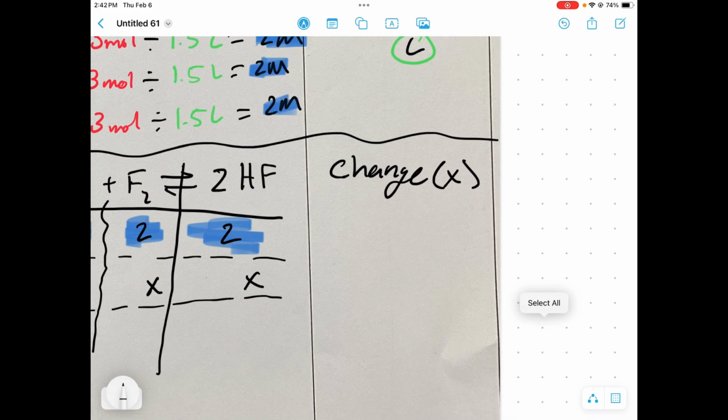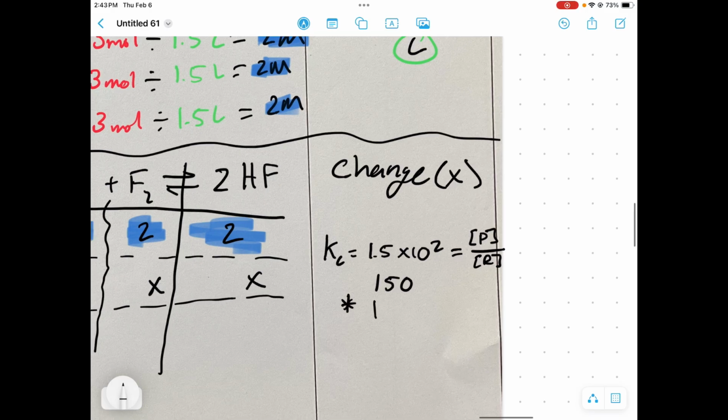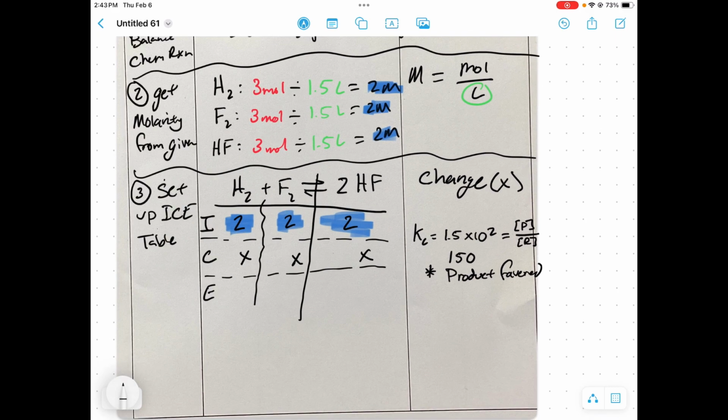So let's copy that down here. Kc, 1.5 times 10 to the 2. If I expand that scientific notation, I should get 150. So I need to remember that this 150 is my product concentration over my reactant concentration. So I know this very large Kc is product favored, or I'm going to have way more product than reactant. That's what a large Kc means.